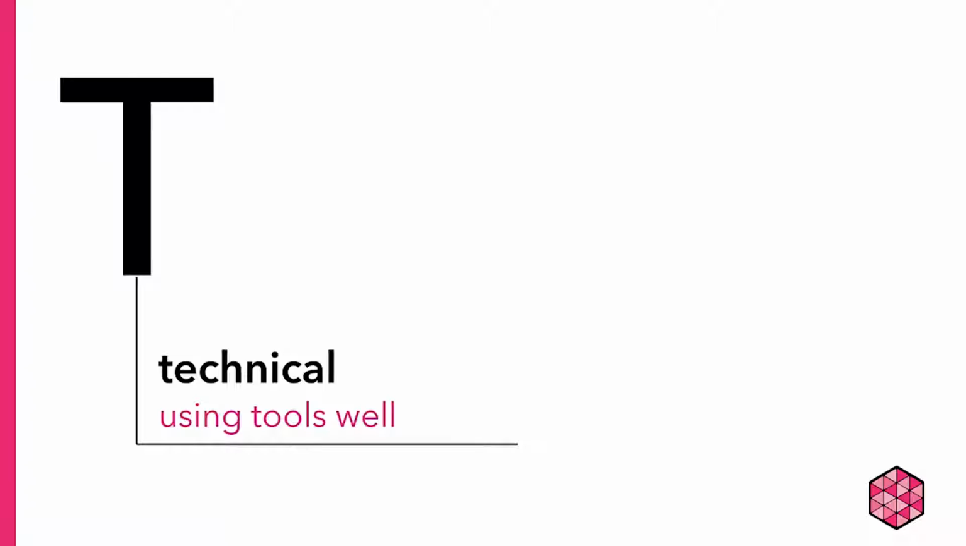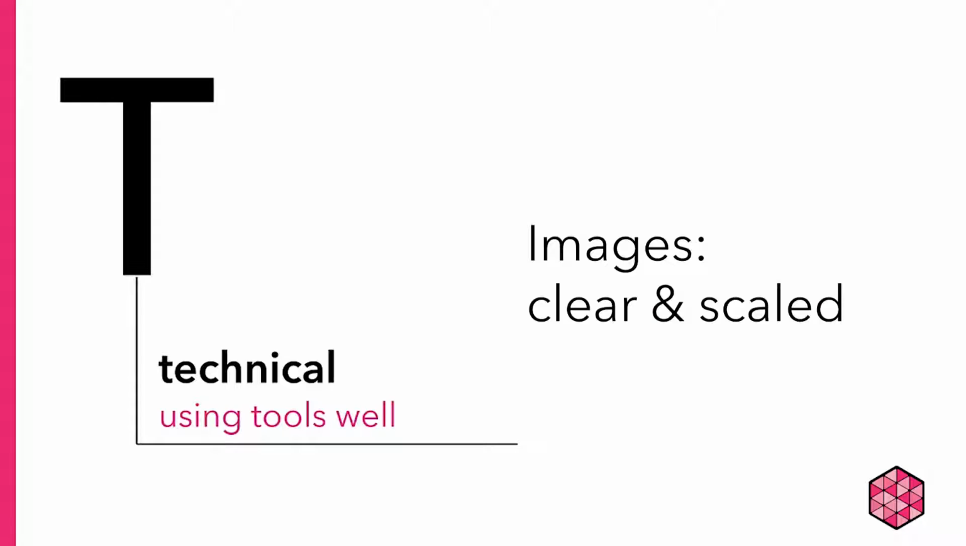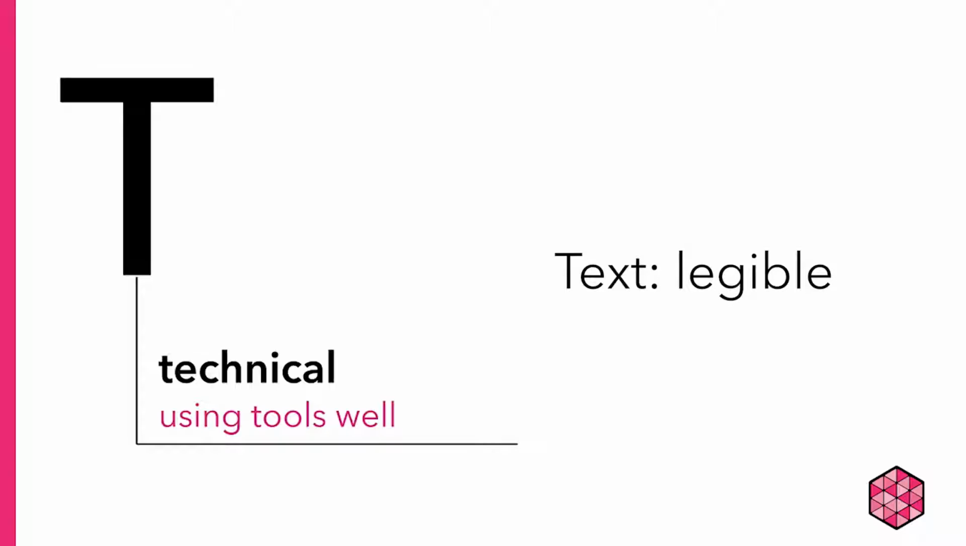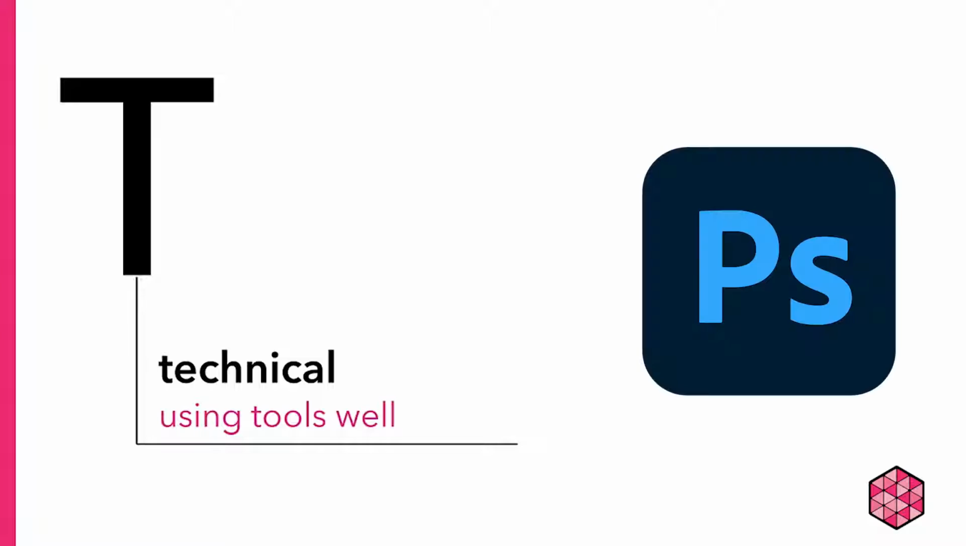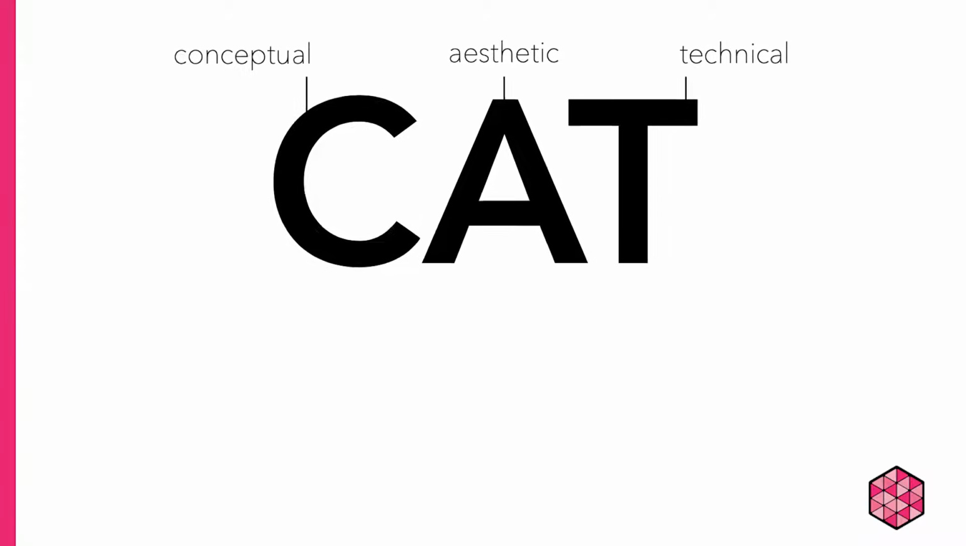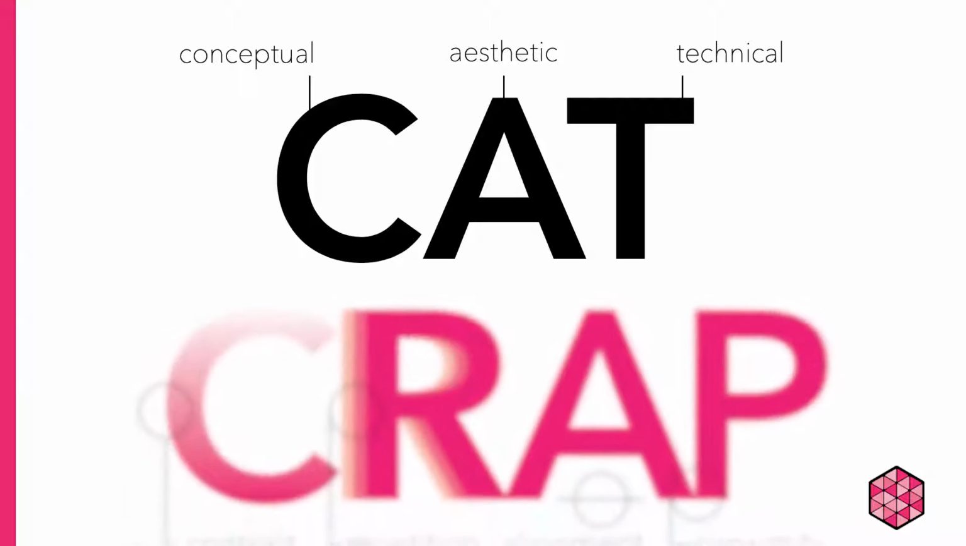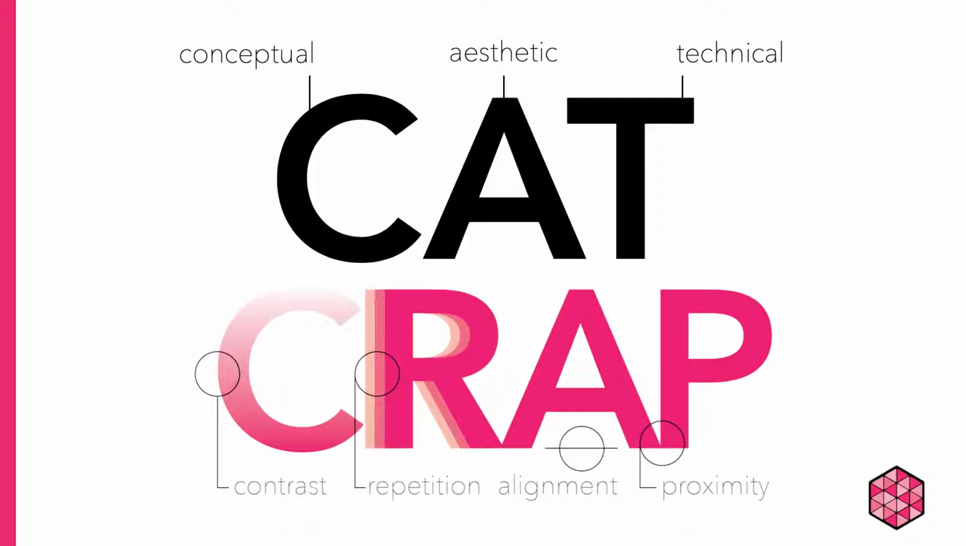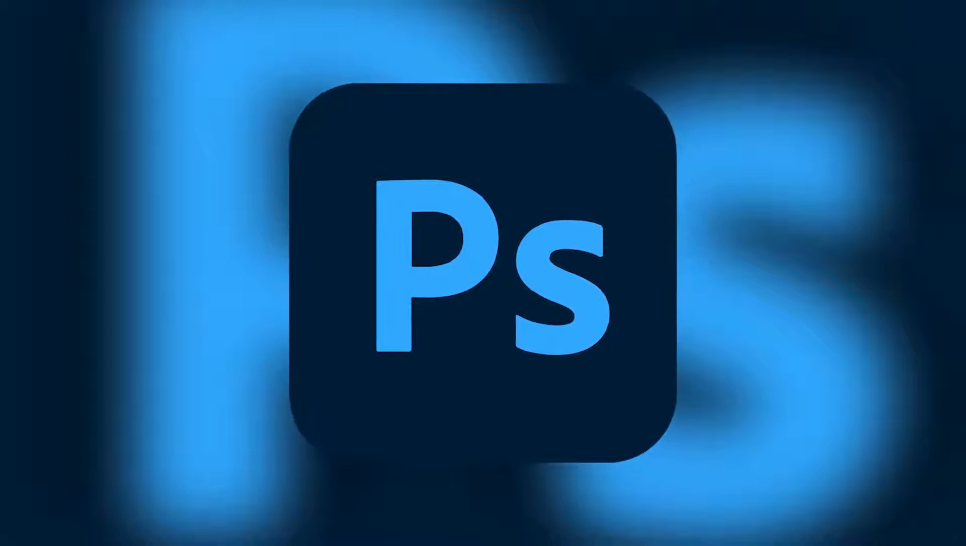Finally, you'll need to consider the technical aspects of your design. Make sure your images are clear and properly scaled, and that your text is legible. Importantly, choose the right software to complete your task and learn to use it well. Throughout the rest of this video, I'll reference these conceptual, aesthetic, and technical elements, as well as note places where 4 key aesthetic principles, contrast, repetition, alignment, and proximity, come into play. Now, let's get started with our image editing project.